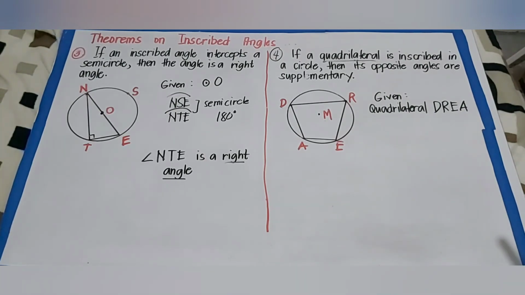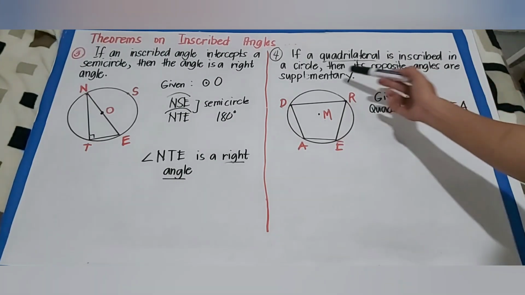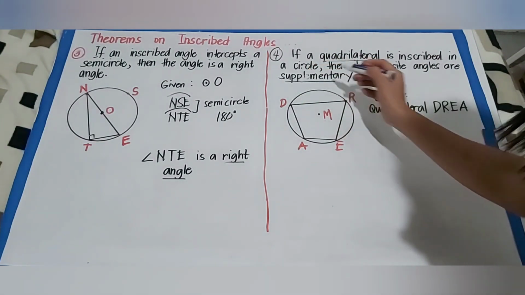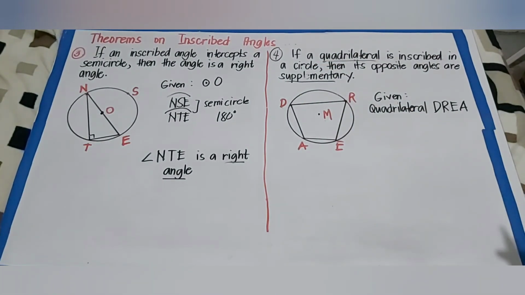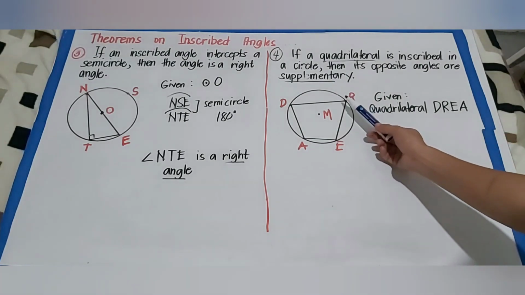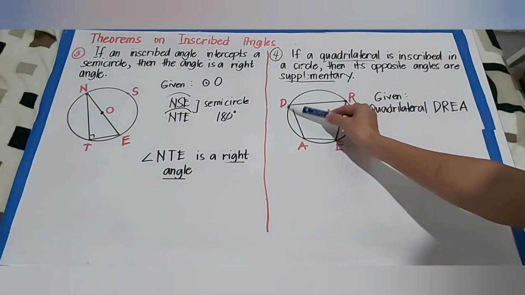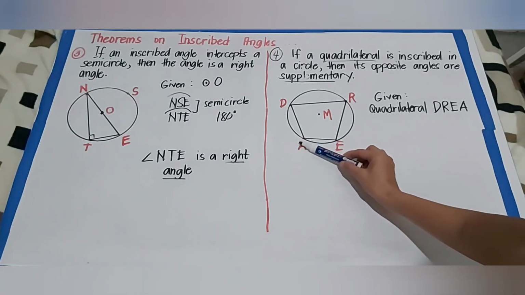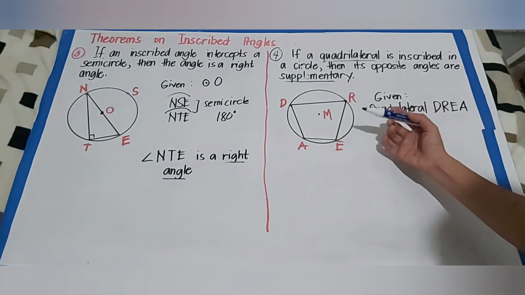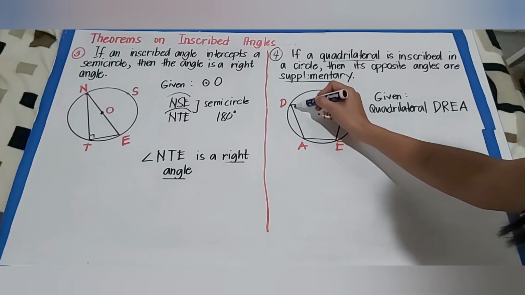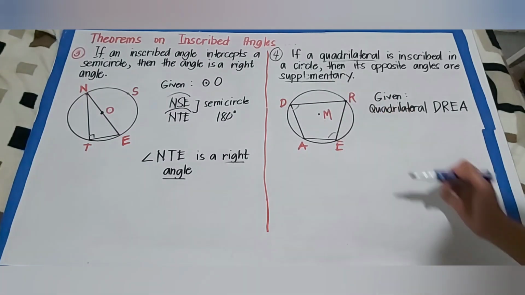So, pag daw yung quadrilateral ay nasa loob ng isang circle, yung opposite angles daw ay supplementary. Pag sinabing supplementary, they will add up to 180 degrees. So, opposite angles. So, try natin itong ating given figure. DREA is a quadrilateral inscribed in a circle. So, ano yung opposite angles natin dito? Yung D at yung E, opposite angles sila.